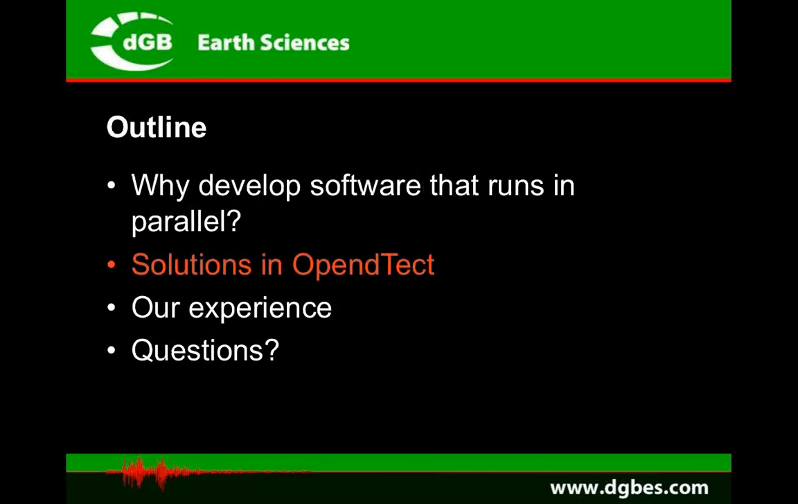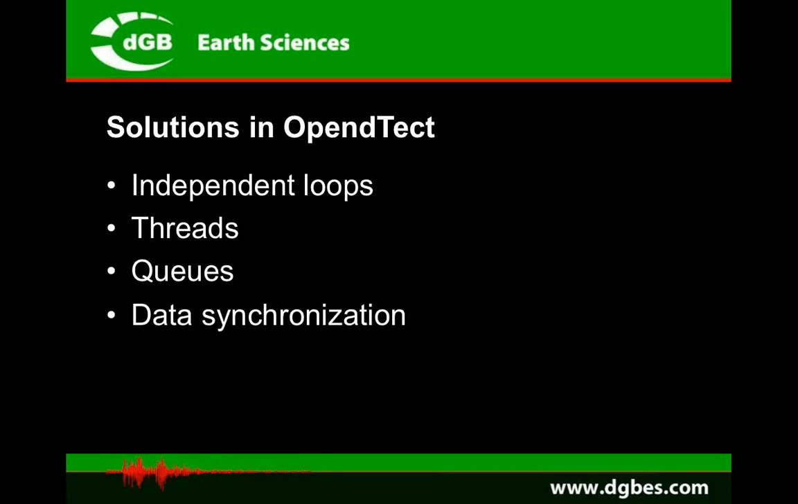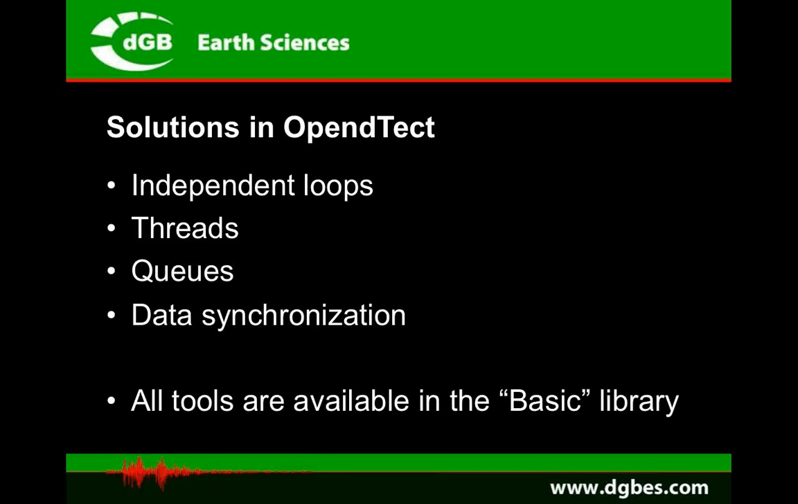Now let's go into OpendTect and what is done about parallelism in OpendTect. We'll have a couple of examples. We'll talk about independent loops and how they can be parallelized. We'll talk about threads, queues, and data synchronization, and all these tools are available in the basic library of OpendTect, and I will go through them all thoroughly. So if you don't know what any of these are, don't worry, we'll go into that eventually.